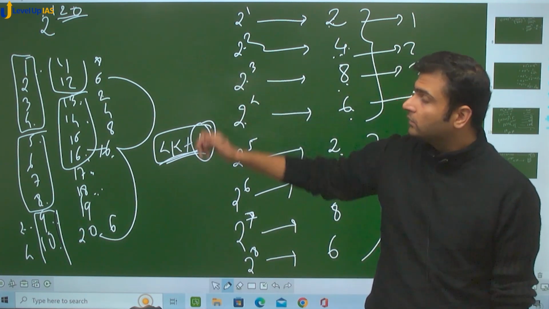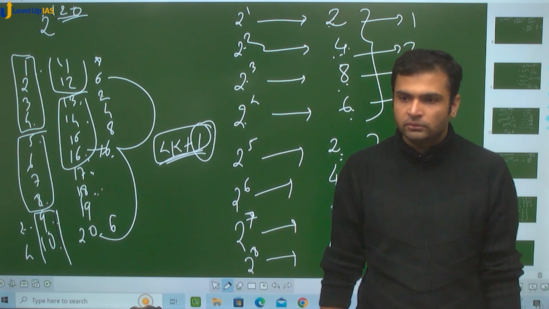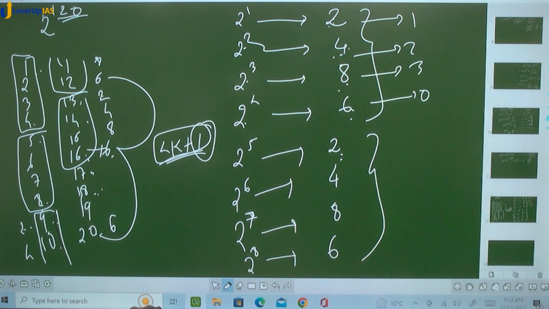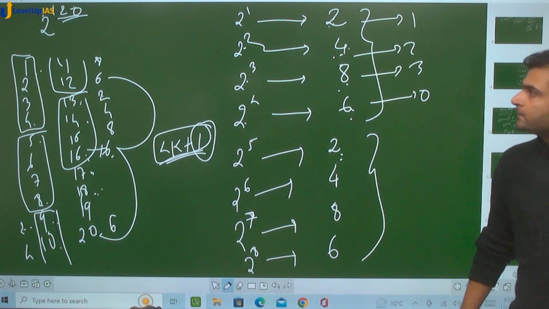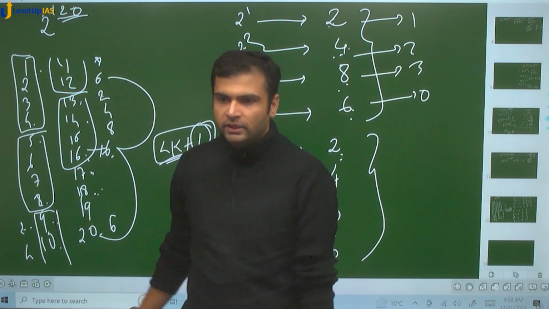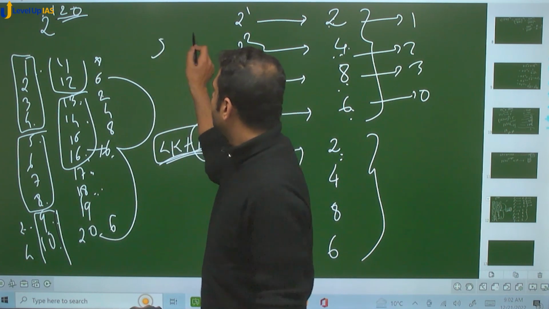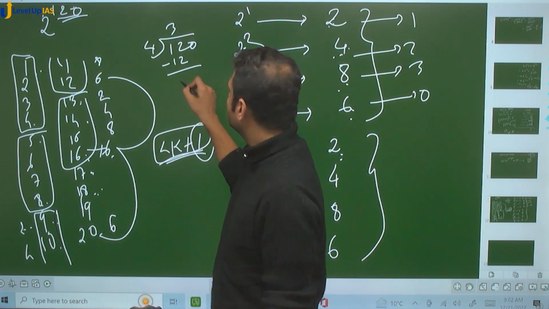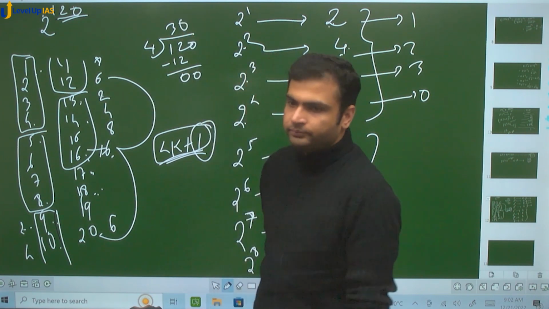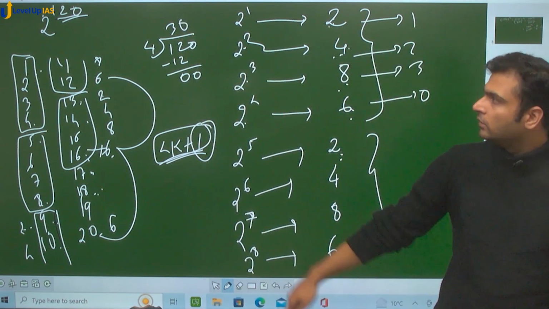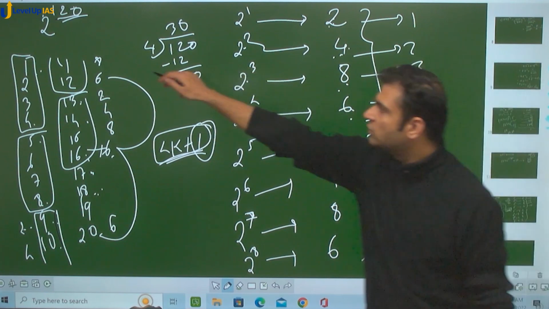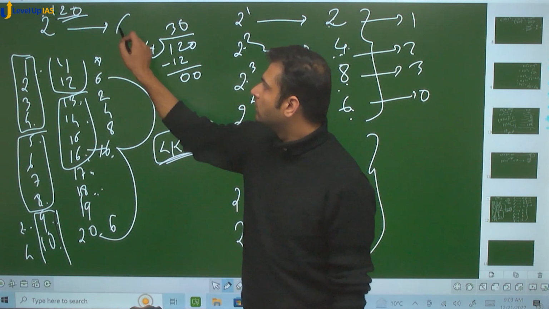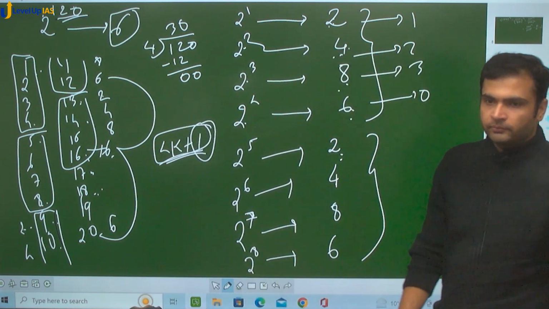Now can you see that the remainder is 0? 120 is clearly divisible by 4. You can try to divide: 30 into 4 is 120. So the remainder is 0. What would be the units place? 6. Clear?